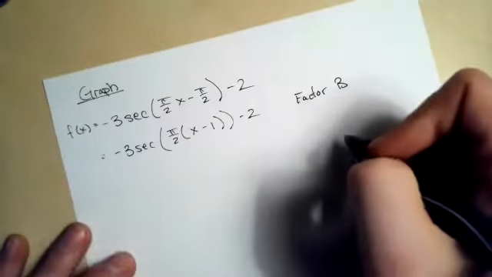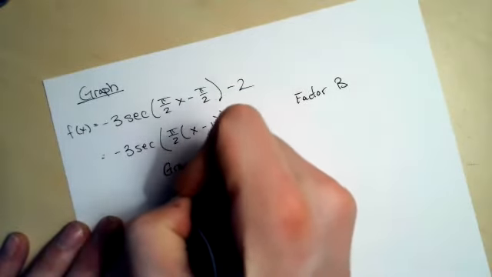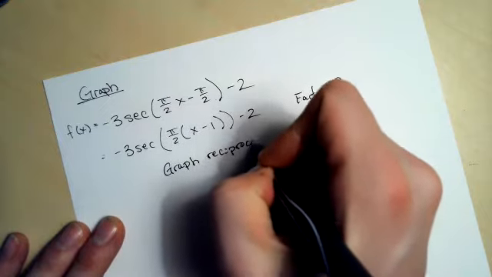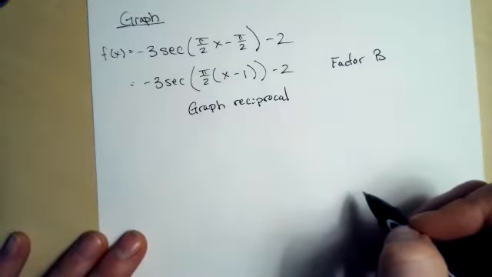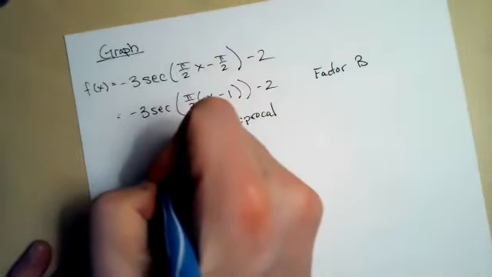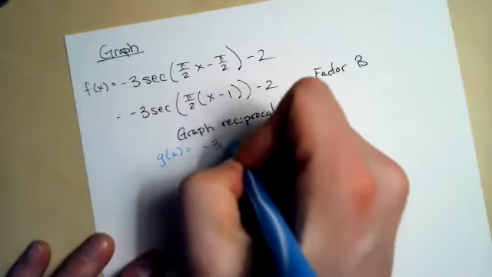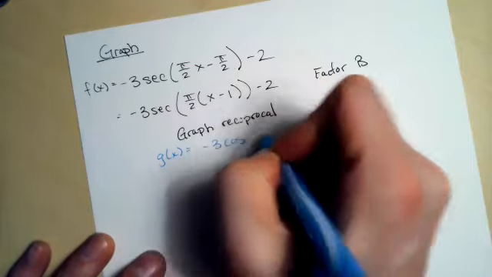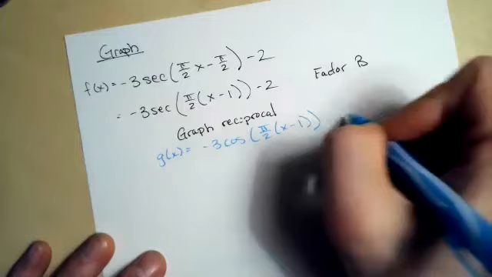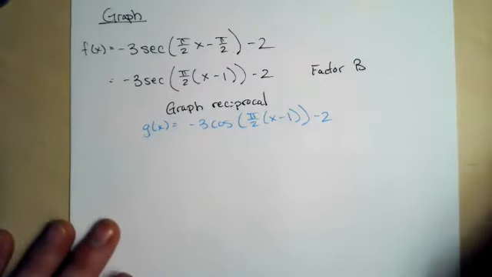And what we're going to do first is we're actually going to graph the reciprocal. And so what that's going to be, let's call it g of x. Same constants, except secant is 1 over cosine. Because we know how to graph cosine. Let's do that first, and I'll graph this one in blue.